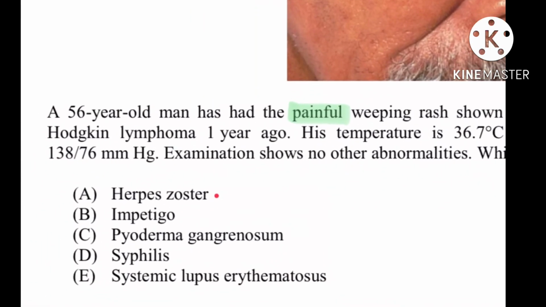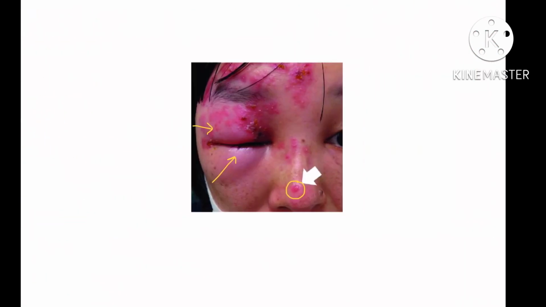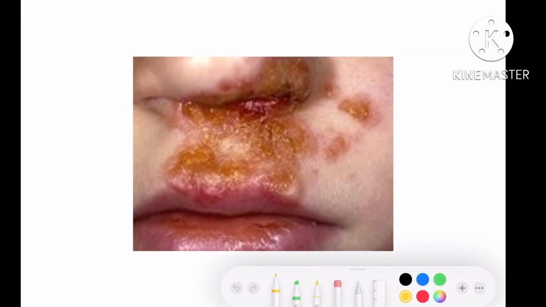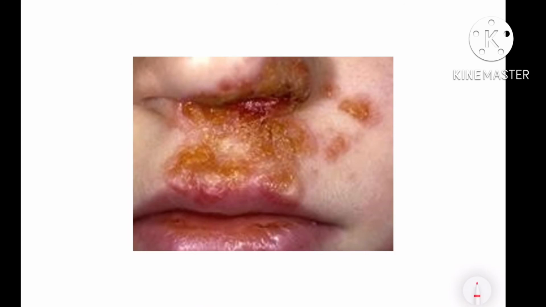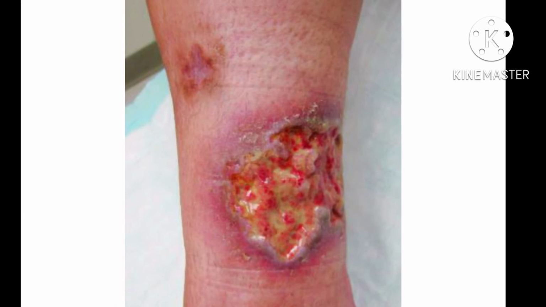So what about the other given options? What is impetigo? What is pyoderma gangrenosum? What is syphilis and systemic lupus erythematosus? I will show you some images. Look at this one. It is a bacterial infection, usually seen in children because of streptococcal infection. It's a golden honey-colored crusting around the mouth or perioral region, usually seen in children. So this is what we call impetigo.